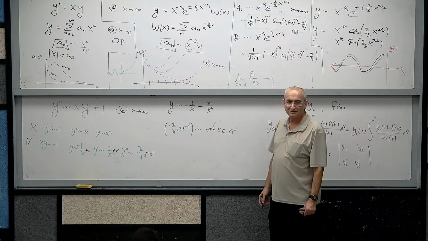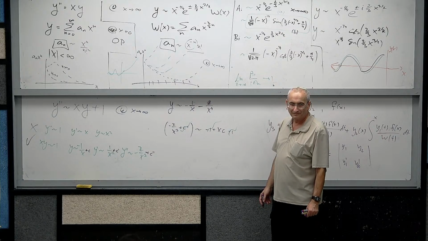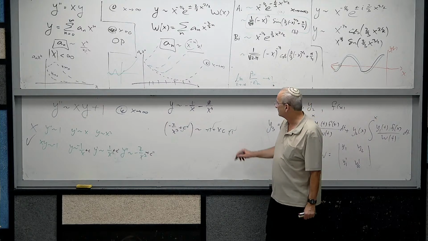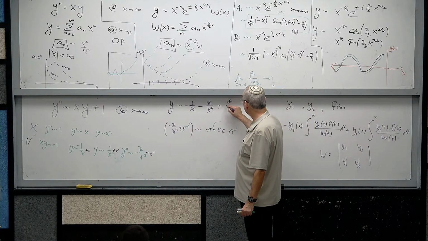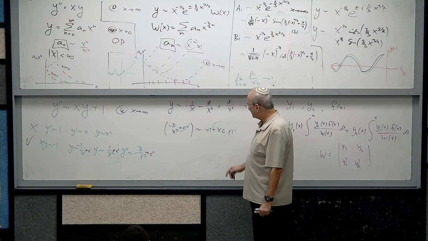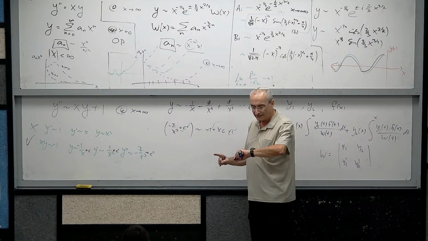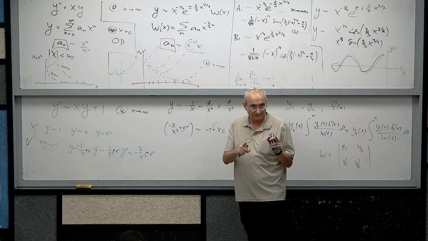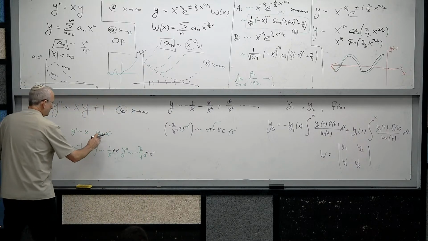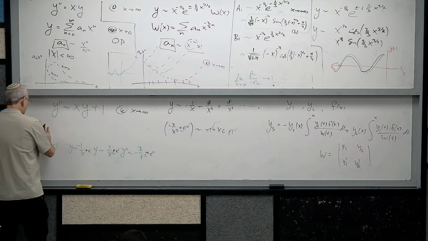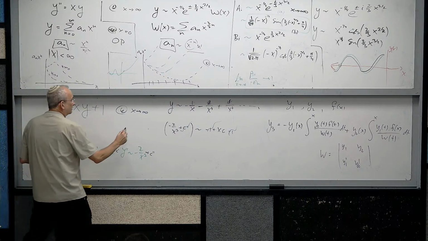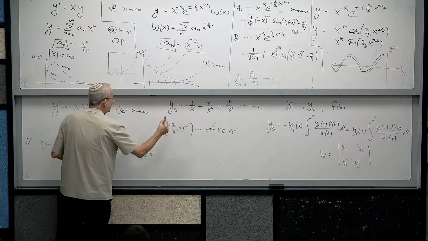And can you guess the next term? It will be something like 1 over x to the power 7 and so on. Right? Now what is that? I would like to emphasize, this is the special solution. We have not 3 solutions. We have the homogeneous, and this is a special solution. So I will write it again as y3.